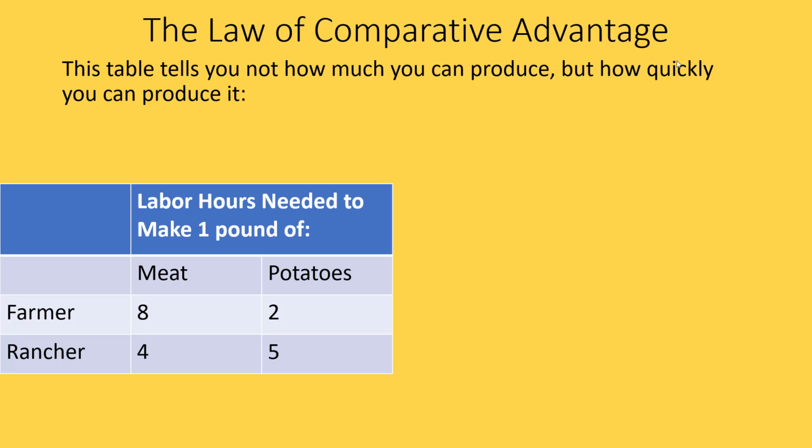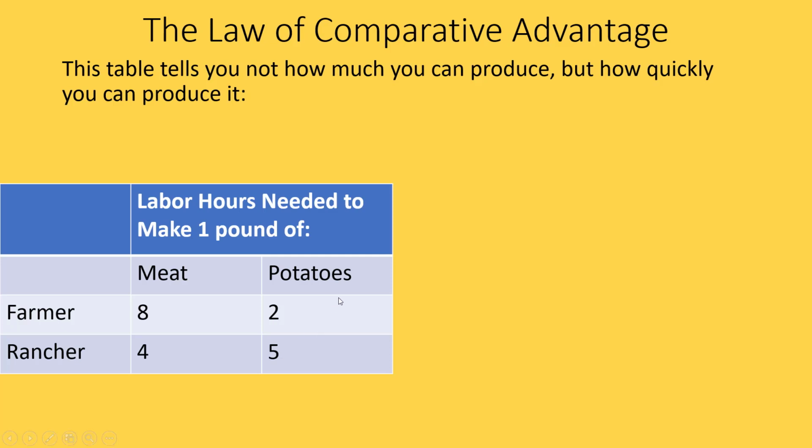But if you look at the heading of this chart, it says labor hours needed to make 1 pound of. So it takes the farmer 8 hours to make 1 pound of meat. It only takes the rancher 4 hours to make 1 pound of meat. So the rancher can make meat about twice as fast as the farmer. It takes the farmer 2 hours to make a pound of potatoes, whereas it takes the rancher 5 hours to make a pound of potatoes. So again, the farmer can make potatoes faster than the rancher. And again, that should probably make sense given their respective titles.